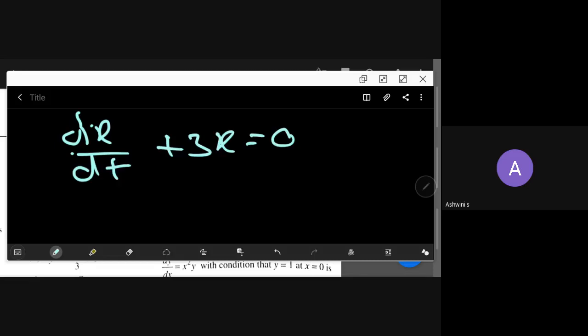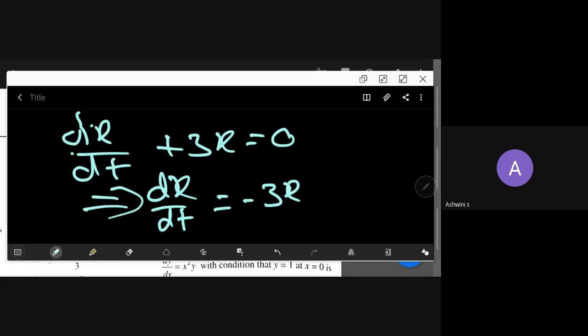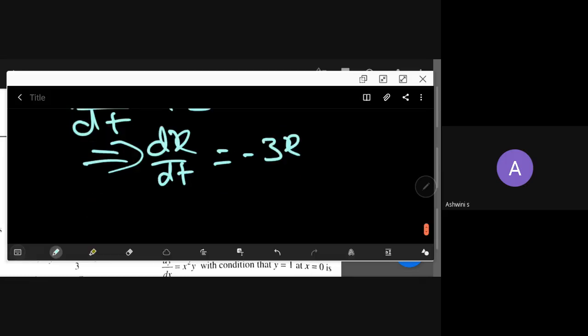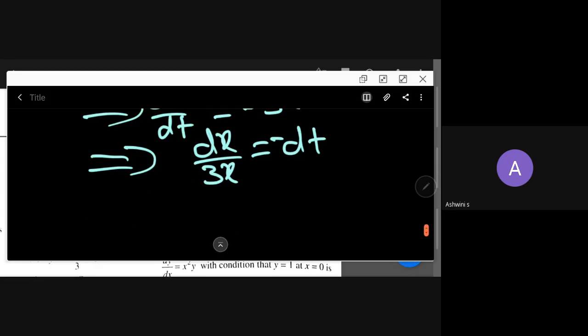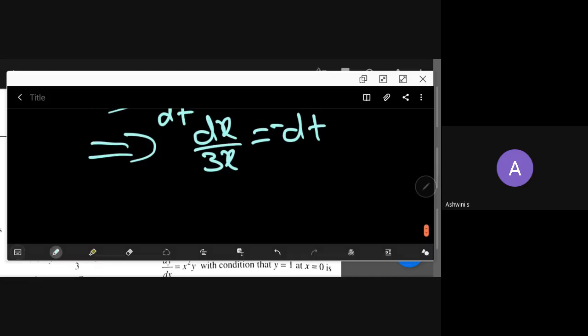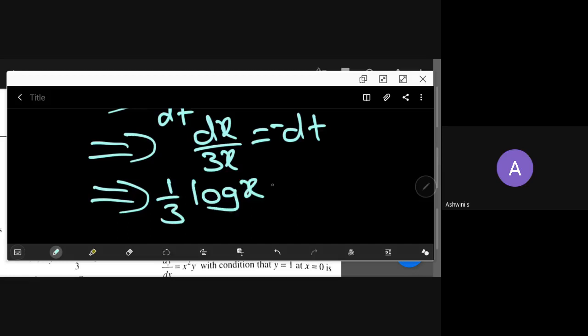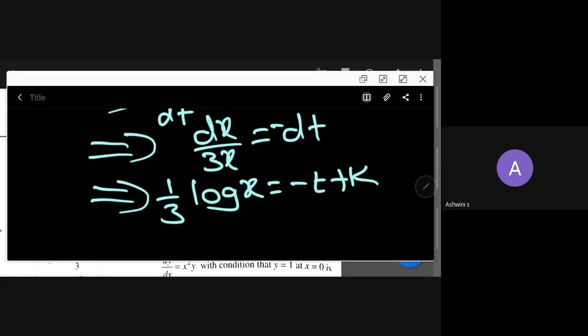This is simple. So dx by dt is equal to minus 3x. Okay, separable equation directly. So this implies dx by 3x is equal to minus dt. So again this is 1 by 3 log x is equal to minus t plus k. Okay, so we have, right. So what is the answer? What is he suggesting here?